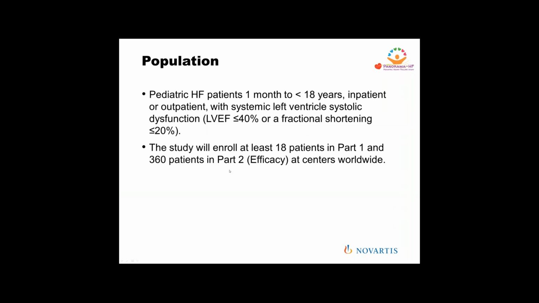The population is children 1 to 18 years of age. They can either be inpatient in the hospital or outpatient, and they have to have a systemic left ventricle that has systolic dysfunction. And initially, we set this up to have an ejection fraction less than or equal to 40% or a fractional shortening by echo less than 20%. We have submitted an amendment to liberalize this a little bit, so the left ventricular ejection fraction may be less than 45%, normal being greater than 55, and a fractional shortening less than or equal to 22.5%. We just have submitted that to the sites and approved it by the FDA, so that's going to be submitted to the IRBs at all of the different areas. And then we'll have 18 patients enrolled in part 1 at least, and 360 in part 2.